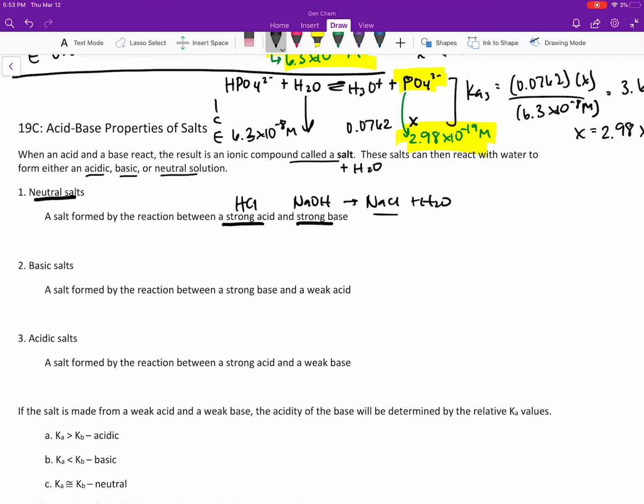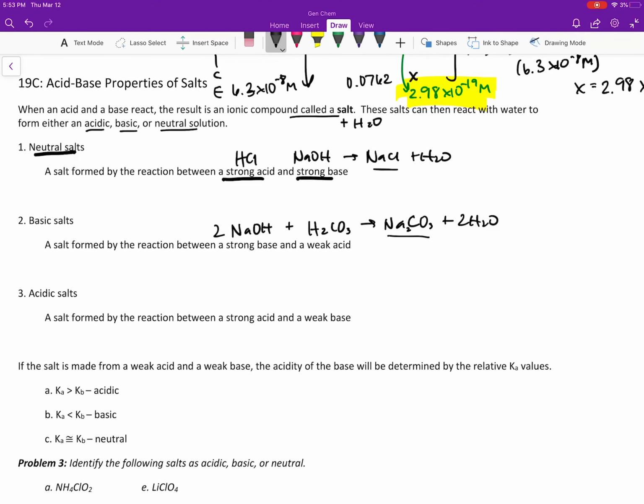A basic salt would be something that's formed between a strong base and a weak acid. Okay, so this would be something like sodium carbonate plus water. Okay, this is a basic salt. An acidic salt is something formed between a strong acid and a weak base. I really don't like this one, but it's all I can think of right now. Like ammonia, this forms NH4+ Cl-. Okay?